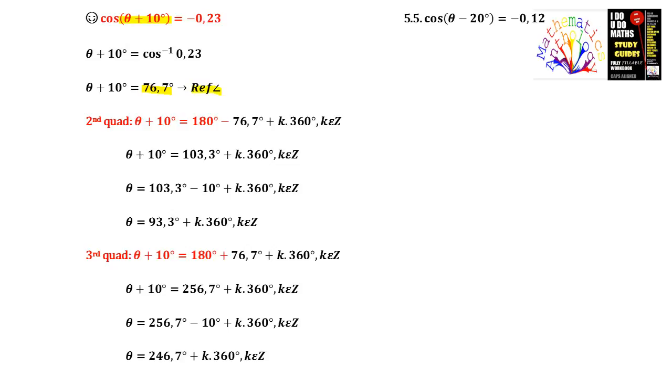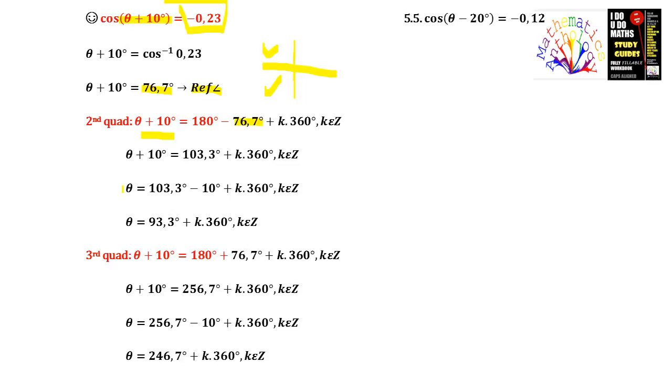That's my reference angle. I know that cos is negative. In which two quadrants? Cos is negative in the second quadrant and in the third quadrant. So I will have a second quadrant answer where the rule is 180 minus. So θ + 10 degrees = 180 minus my reference angle plus k·360, k ∈ Z. θ + 10 degrees = 103,3 degrees + k·360, k ∈ Z.